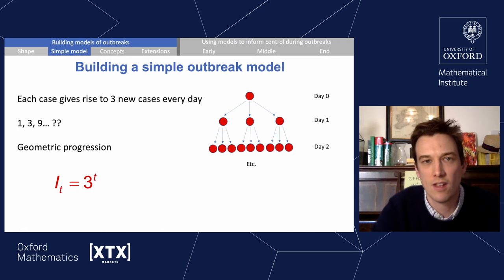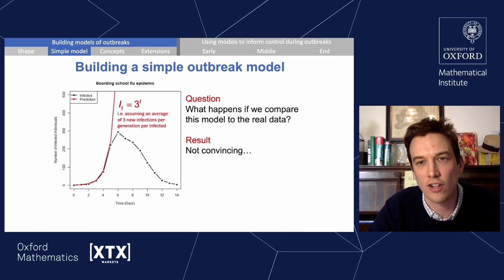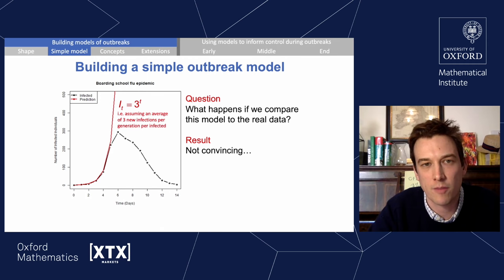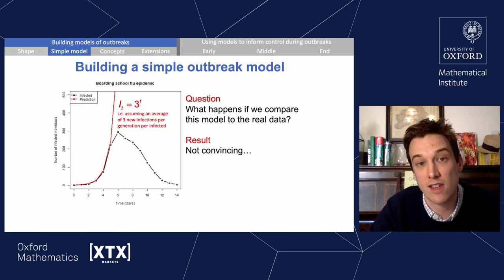Well, does this actually look anything like real-world data? What I've done on this graph is plot the data from the boys' boarding school flu epidemic that I showed you a moment ago, and the data are plotted in black. So the black line is what we actually saw in that outbreak data set. I've then overlaid in red the results of this mathematical model, a model that just assumes that every individual infects 3 new individuals every day.